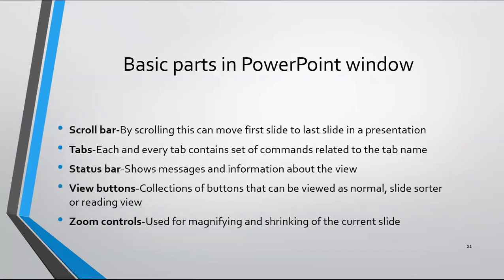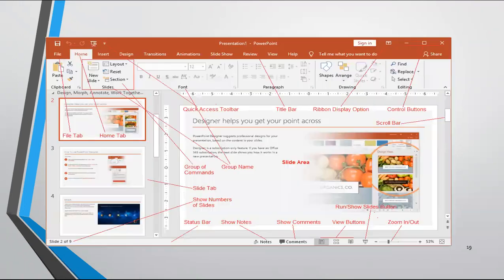And now we are going to continue with the basic parts. The scroll bar: now you know by using the scroll bar you can scroll horizontally and vertically, right? By scrolling you can move from the first slide to the last slide of the presentation. I'll show you. You can see here once you use this scroll bar you can go from the first slide to the last slide. While you are scrolling you can see the slides are moving, right?